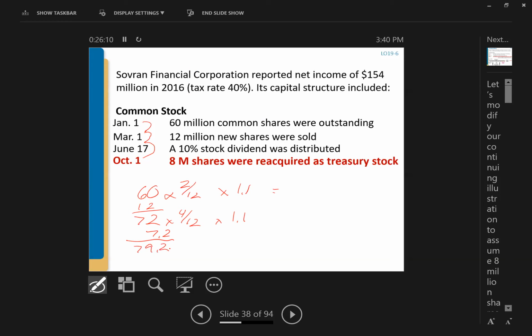bringing us up to 79.2. And this one, however, we kept from July, August, September, October, right? Because if you remember, we didn't count June. And so that is going to be times 4 over 12. We don't have to worry about the dividend, because that's already included in here. But now we've got to say, on October 1st, we're going to subtract 8 million, and that brings us down to 71.2. And so we have October, November, December, 3 over 12.